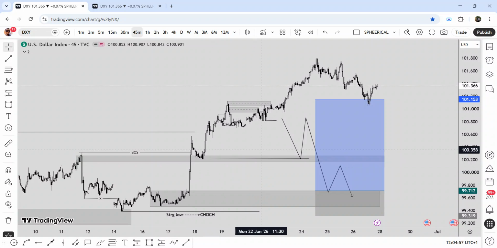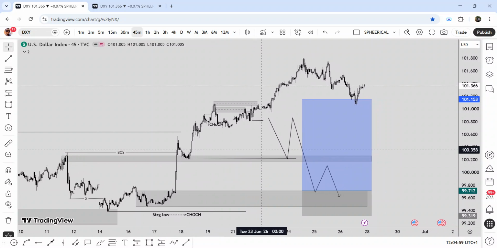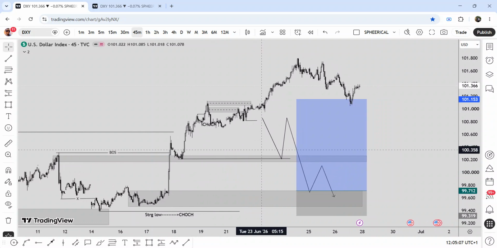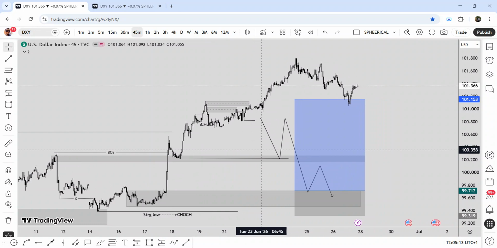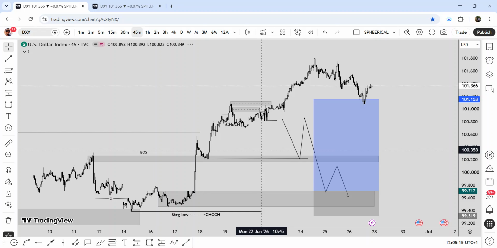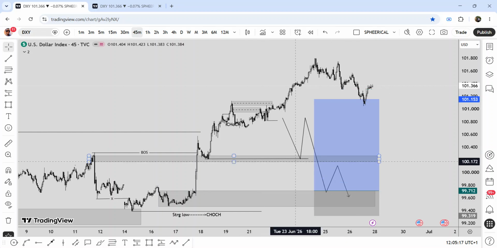In my channel, I always do this weekend analysis to enable all traders, both beginners and intermediate traders, to have insight of what is about to happen next week and also know where the market is and where the market is going next week. This is our previous analysis from last week.